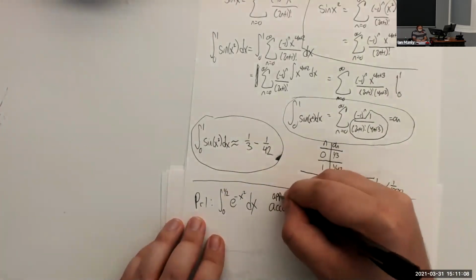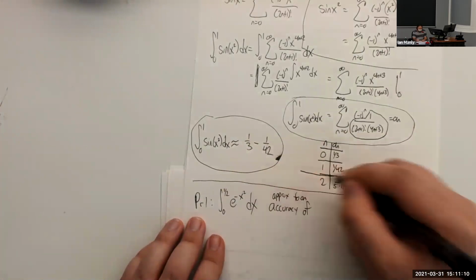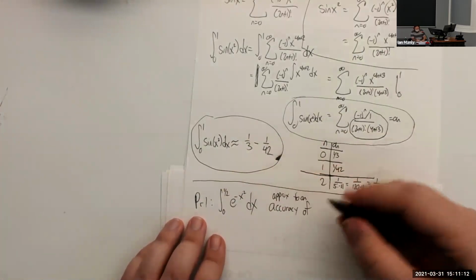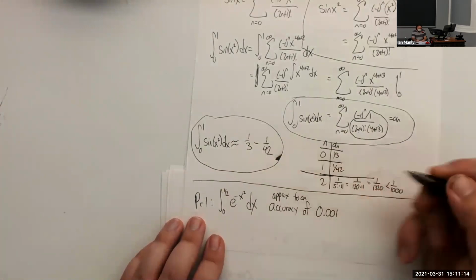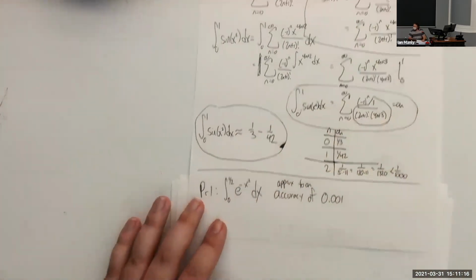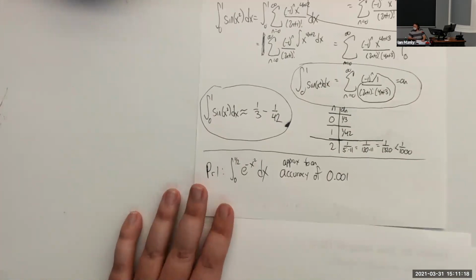So I want you to approximate to an accuracy of 0.01. 0.001, right here. All right.